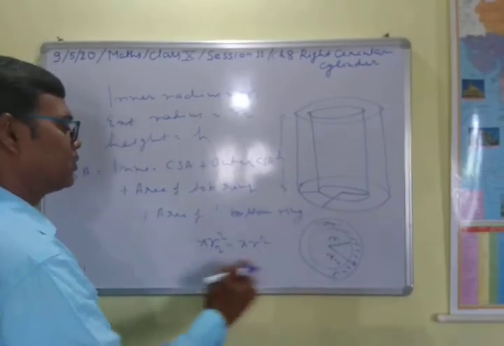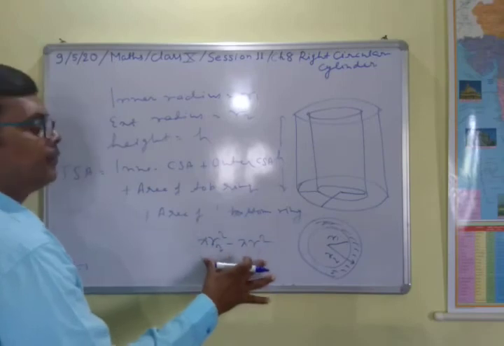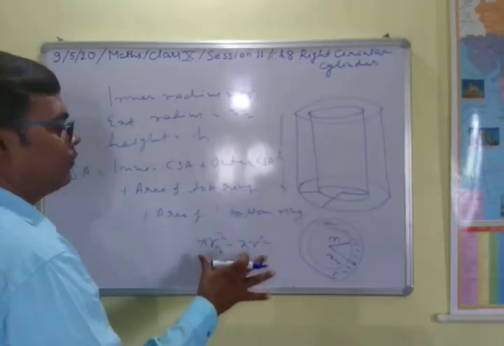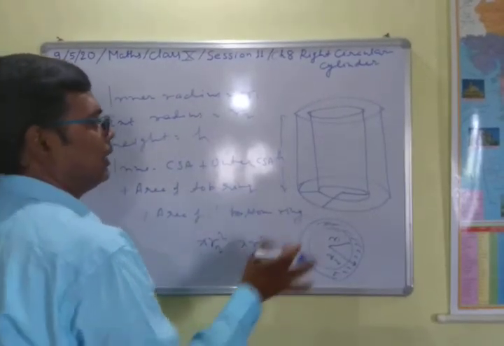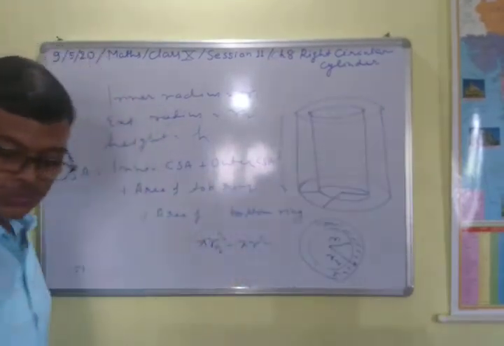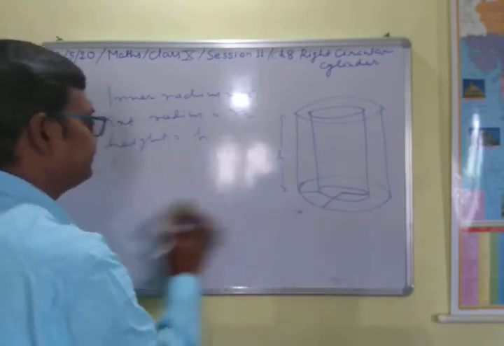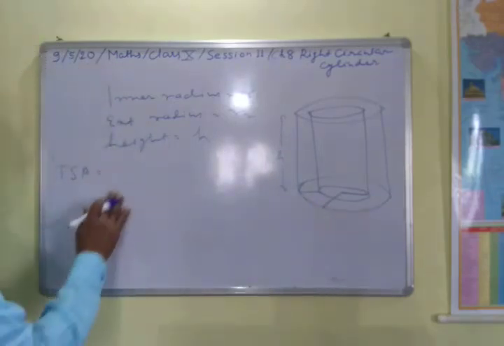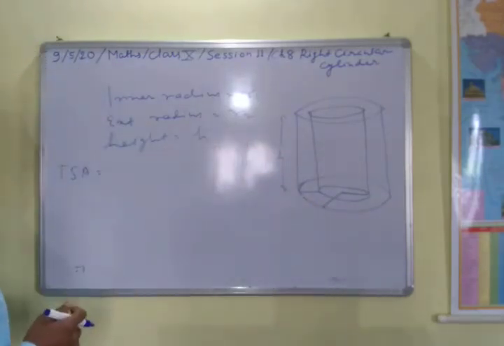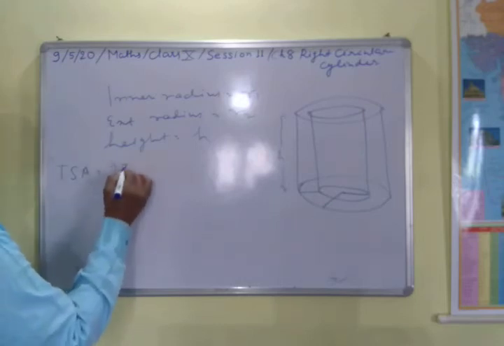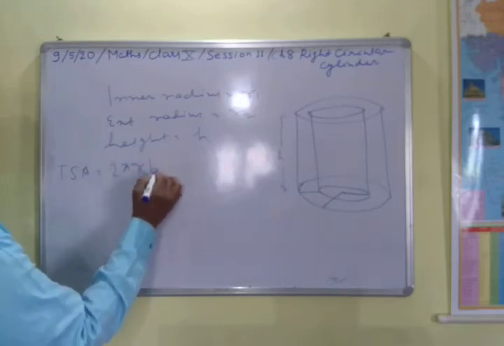R1 square. So this is the area of the ring, but we have two rings of this kind, that is, the top ring and the bottom ring here. So we will add this. So I will again add everything here, then you will get the total area. That is, the first, the inner curved surface area will be 2 pi R1H.